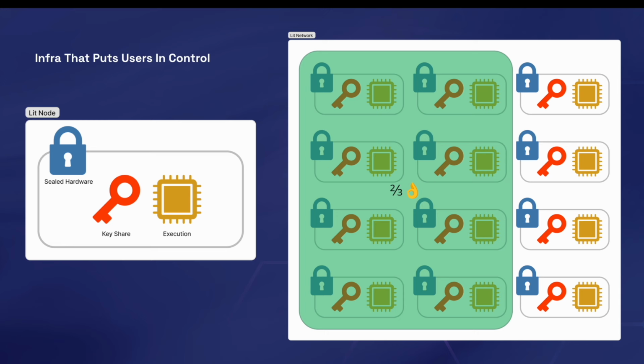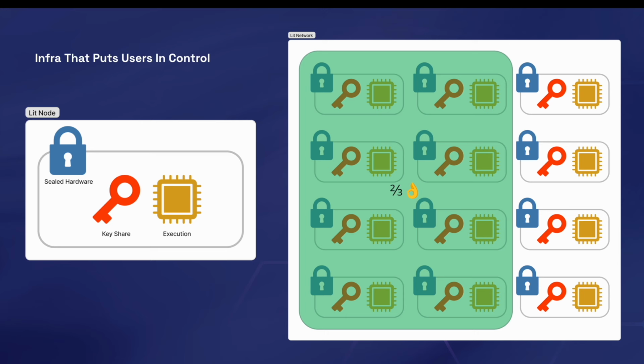So now let's talk a little bit about how the system works. Lit Protocol is a multi-party computation threshold secret scheme network that runs inside of secure encrypted virtualization. Now let's break that down. Each node consists of a sealed hardware environment, that's the encrypted VM, and it is sealed such that the node operator cannot see any of the material inside of it. And inside of that sealed environment, there is a key share as well as a JavaScript execution environment.